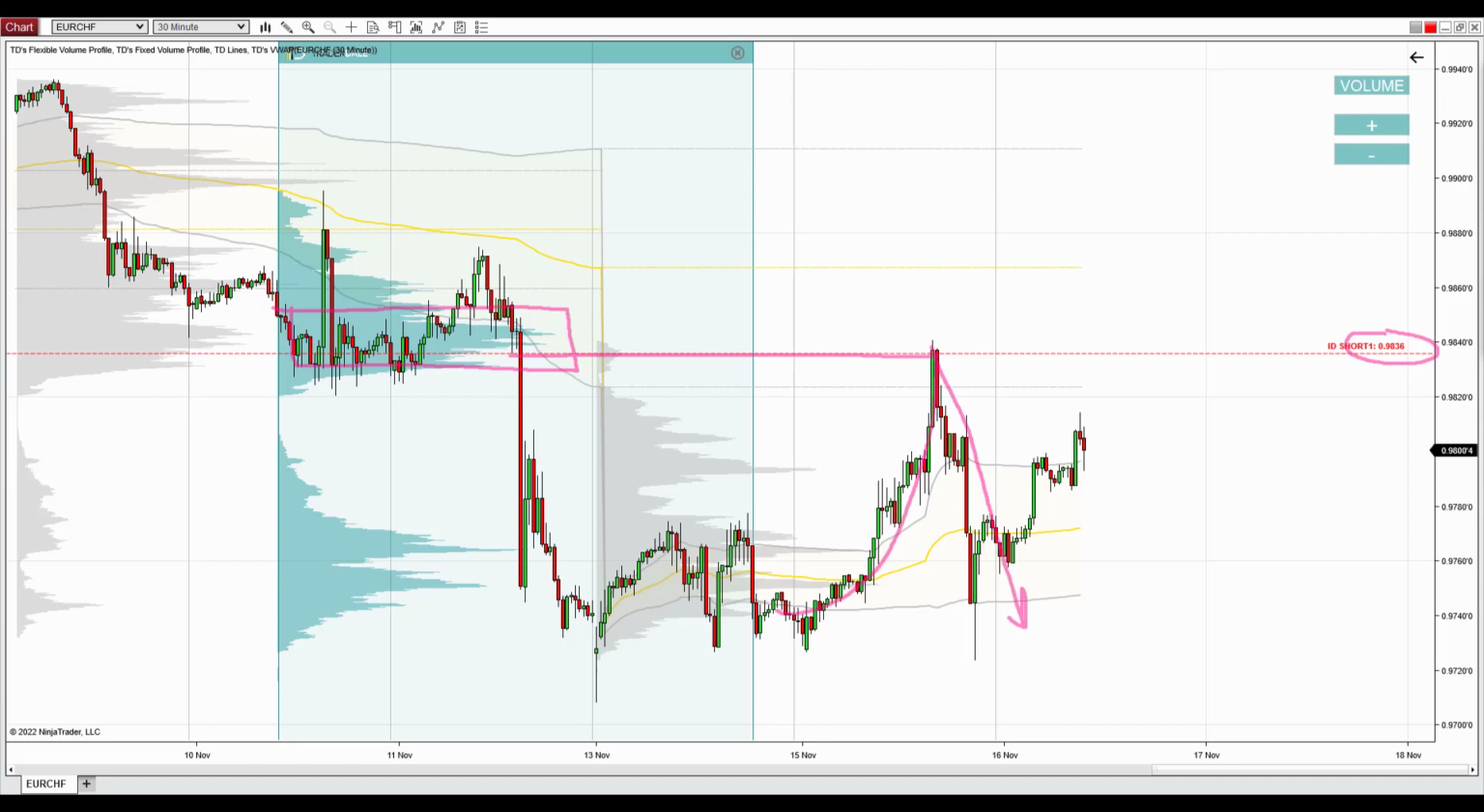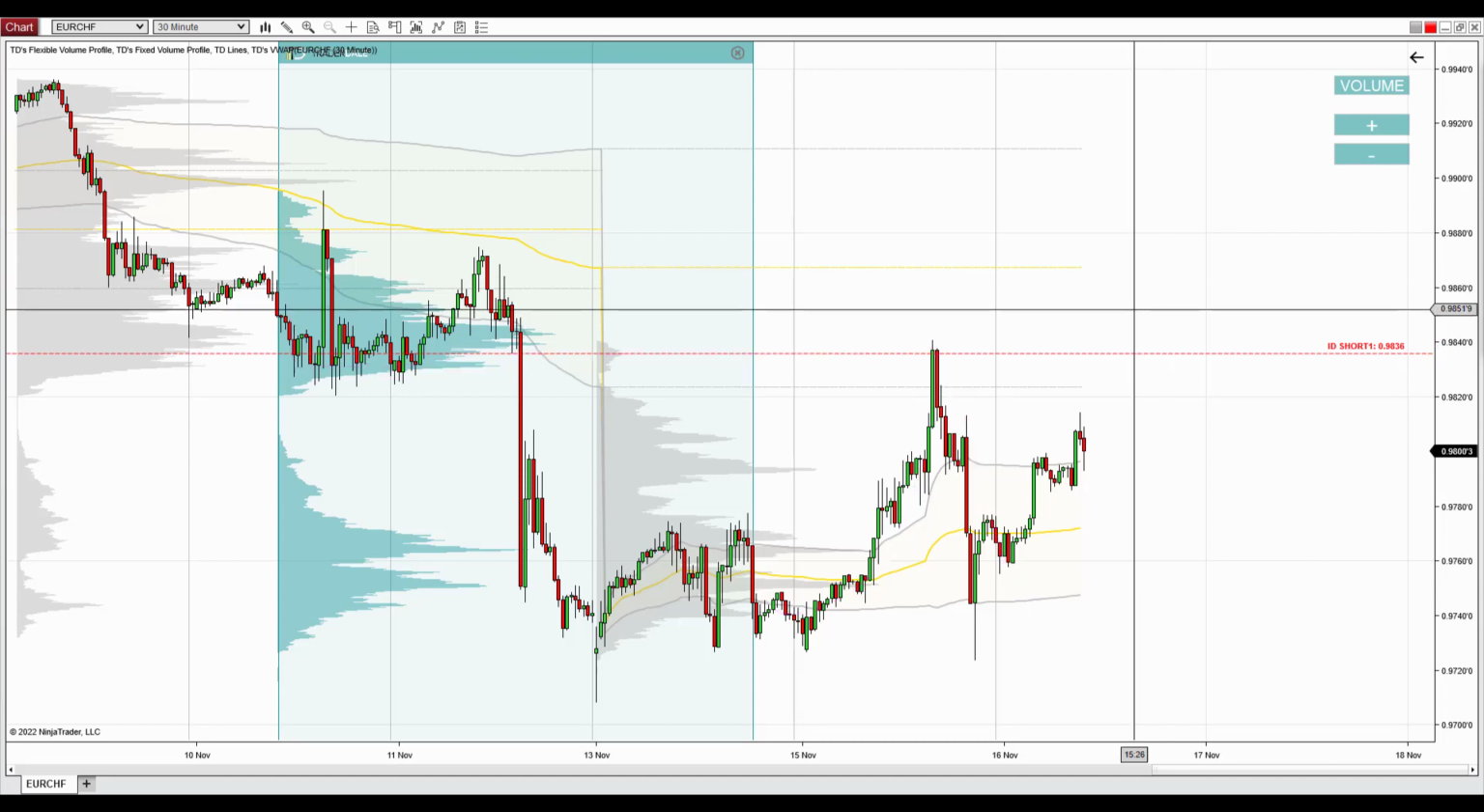The third pair I was talking about on Monday was the British pound, but that level hasn't been tested yet, so it is still active. Alright, so that's the little recap. Let me now switch over to the ES.